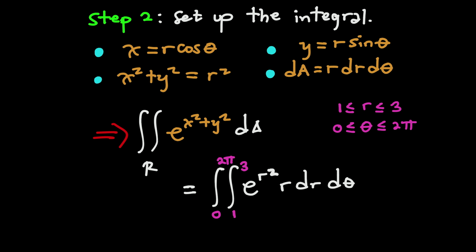This one gives us this setup. So notice that we have 0 to 2 pi. We also have 1 to 3, and then we convert this one in terms of polar. So we have the value of x squared plus y squared, which is equal to r squared. And for dA, we have r dr d theta.